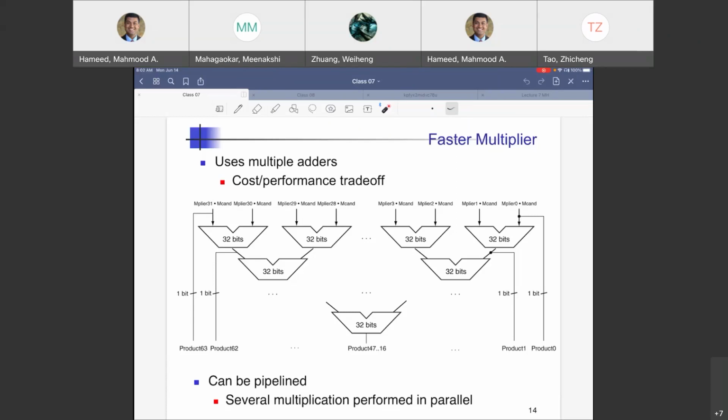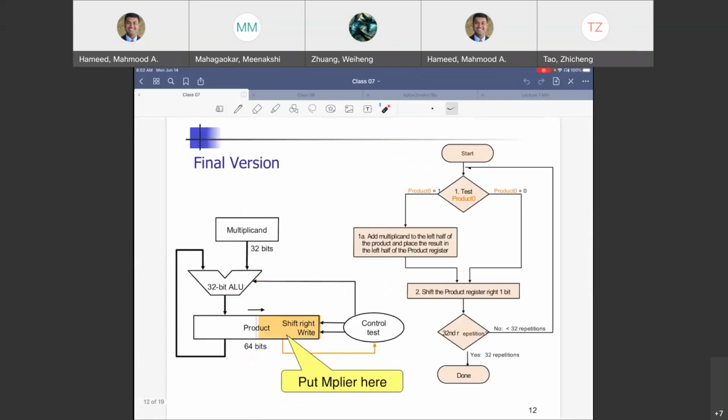All right. So before we begin with a faster multiplier, I want to ask you this question. Suppose you had this final version of your multiplier, right? This is what we did in the last class, where we used one multiplier to multiply a 32-bit number with another 32-bit number to give us a 64-bit product result, right? That's what we did last time.